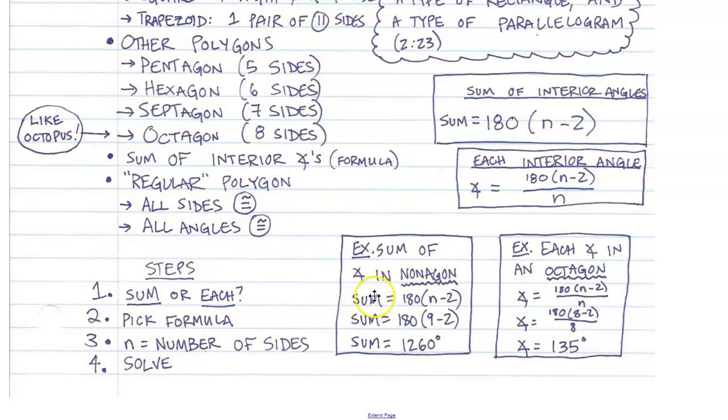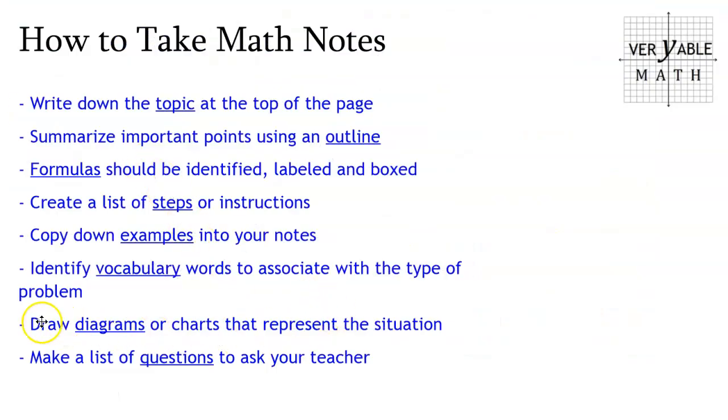In one of these examples, I've written down "sum" and "each." These two vocabulary words indicate that we're looking for either the sum of the angles or each angle in a regular polygon. So it's easier for me to understand which of these formulas to use if I identify important vocabulary words. It's also important to draw diagrams or charts that represent the situation.